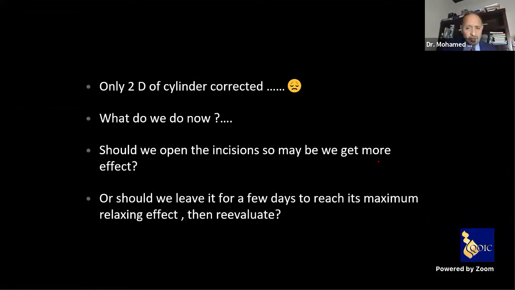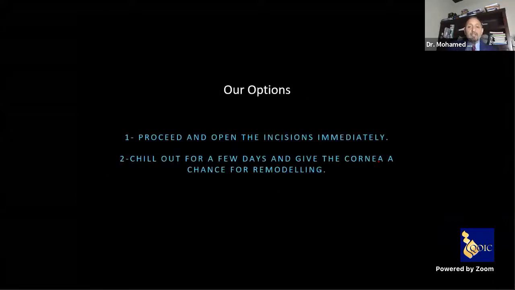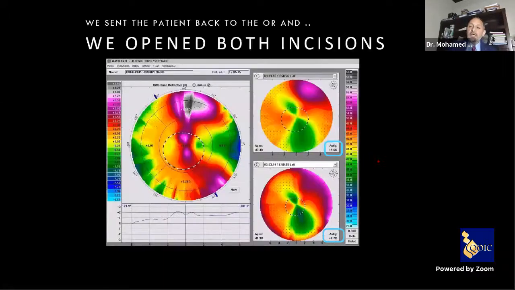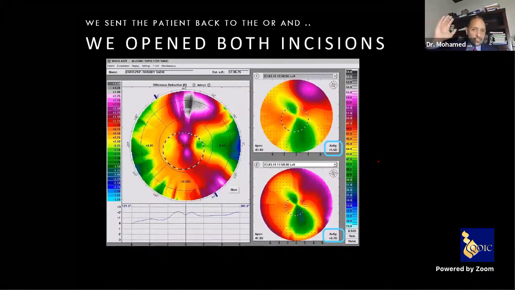Should we open the incisions so maybe we may get more effect, or should we leave it for a few days to reach the maximum relaxing effect and the remodeling of the cornea, then reevaluate? Actually, our options were to proceed and open the incision, or to chill out for a few days. I immediately sent the patient back to the OR, and we opened both incisions to the surface, good old school, to do good arcuate incisions, and to feel the gaping of the arcuate incisions, and to feel the effect of the arcuate incision.